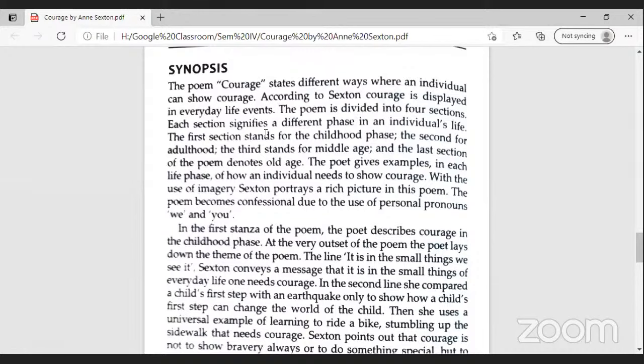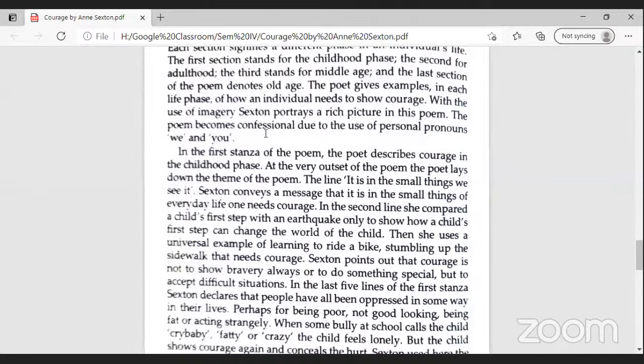The poet gives examples in each life phase of how an individual needs to show courage. With the use of imagery, Sexton portrays a rich picture in this poem. The poem becomes confessional due to the use of personal pronouns we and you. In the first stanza of the poem, the poet describes courage in the childhood phase. At the very outset of the poem, the poet lays down the theme of the poem.